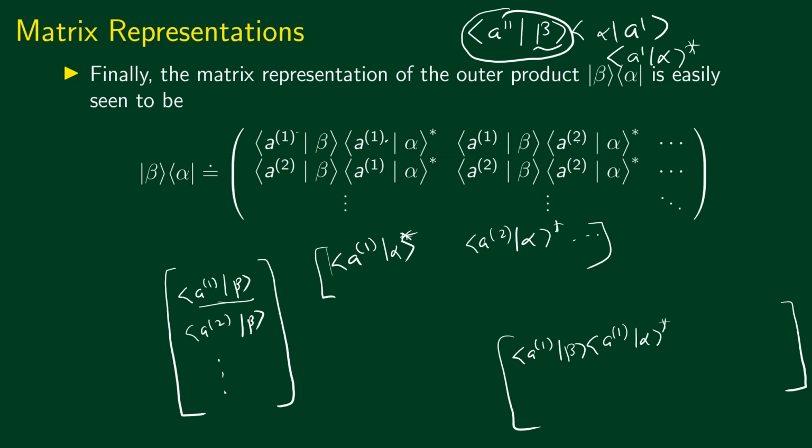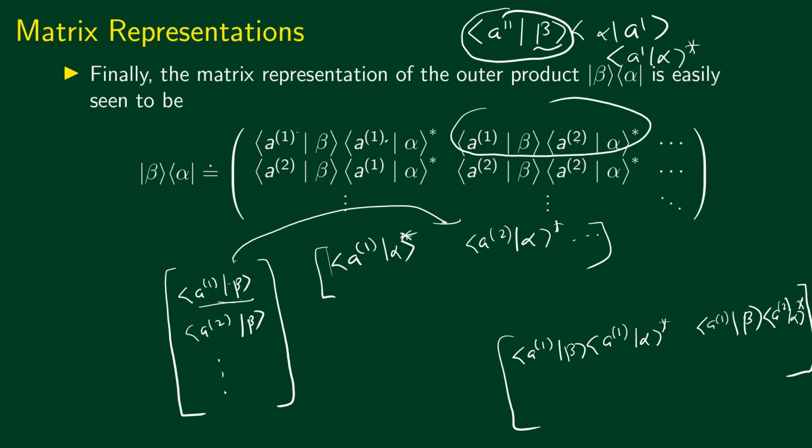Okay, first row multiplied by second column, that will come here. What would be that element? This is bra A1 ket beta. And then I have the first element multiplied by the second row, first row multiplied by the second column. Here I have bra A2 ket alpha star. That's exactly the element that we have here: bra A1 ket beta, bra A2 ket alpha star. So we are actually constructing a square matrix from a column matrix and a row matrix.